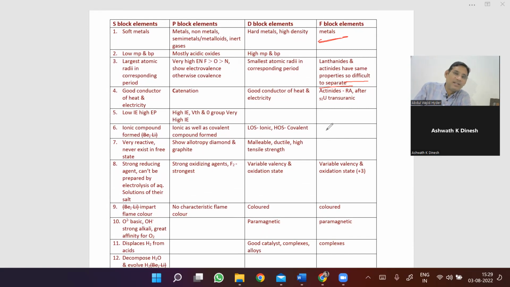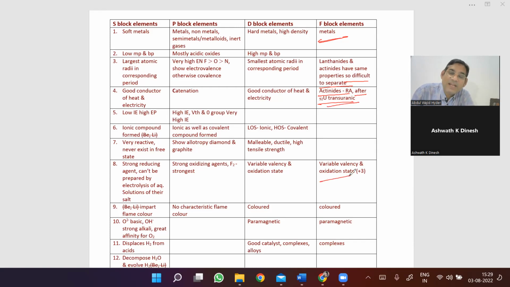So since there is lanthanoid contraction, the size of almost all lanthanoids and actinoids is similar. So it will be difficult for us to separate one lanthanoid from other lanthanoids or one actinoid from other actinoids. Actinoids are radioactive in nature. After U92, all elements are called transuranic. Those elements which are placed after lead 82 in the periodic table, or you can say bismuth 83, are radioactive in nature. And those which are placed after U92 in the periodic table are called transuranic elements.